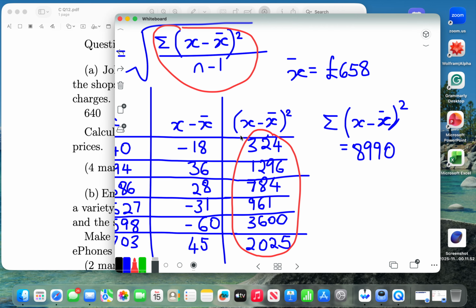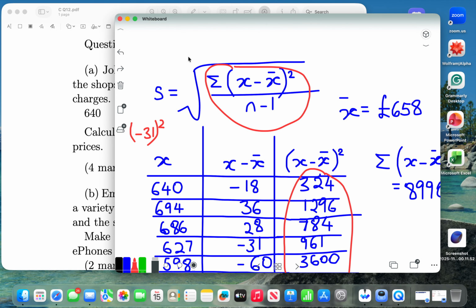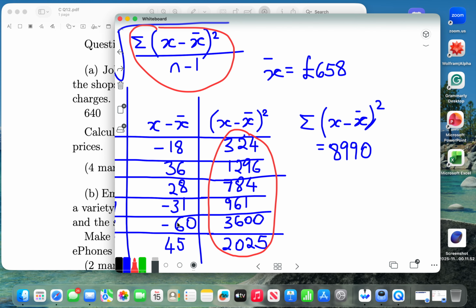But another thing to notice is this n minus 1. Now n is the sample size. So we had 6 values. He went to 6 shops. So n is 6, so n minus 1 is 5.